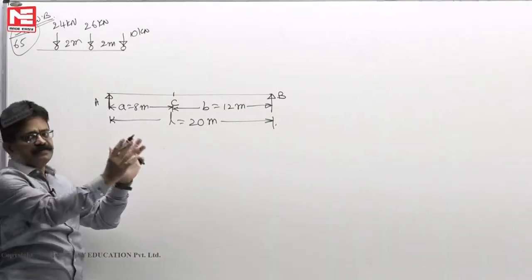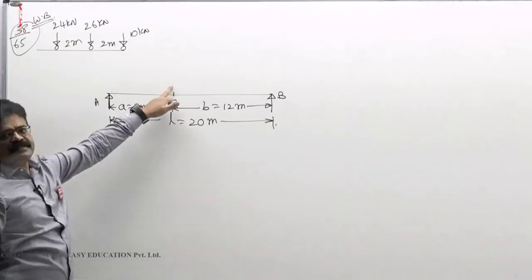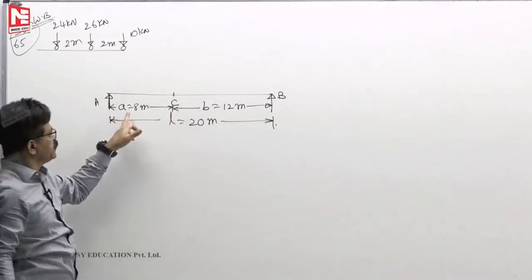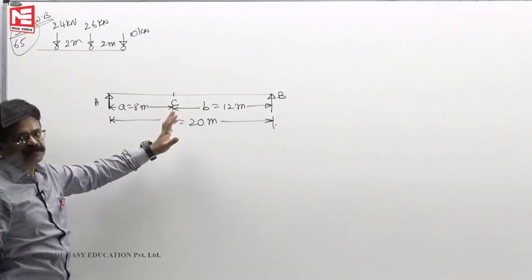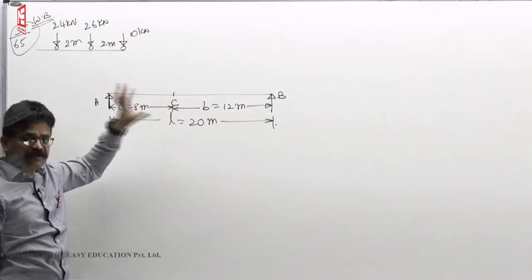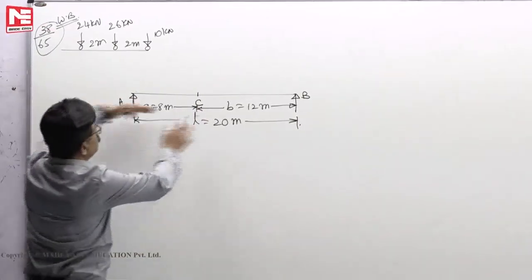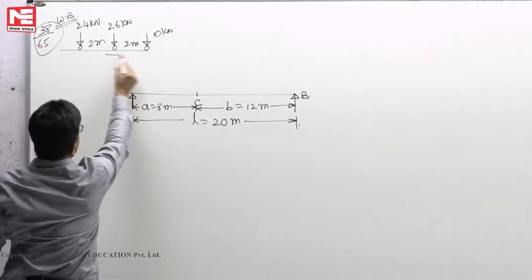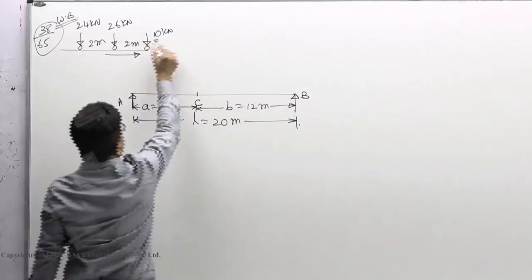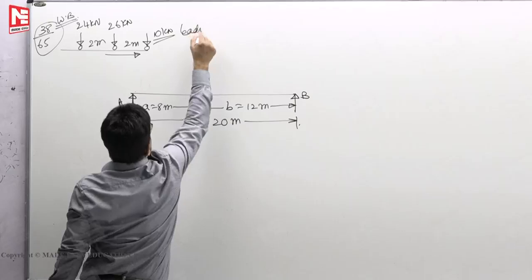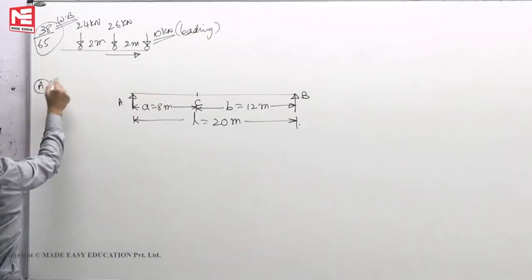Now we have a simply supported span AB, whose length is 20 meters, and a location C at a distance of 8 meters from the left support. What is the maximum bending moment? To get maximum bending moment at C, which load should be kept? The loads are moving from left to right. Direction is given, loading is given. This is leading. 10 kilonewton load leading.